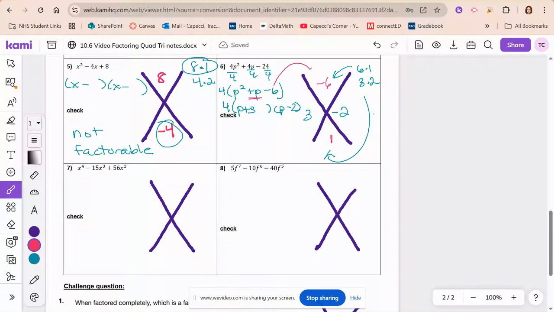So now we're actually going to check this one just so we can see how the check process is going to be a little bit different. So we're basically going to work backwards. So I'm going to bring that 4 down. Now I'm going to use FOIL. So I have p squared. The outside's negative 2p. Then I have plus 3p. And then I have negative 6. So I have 4 times p squared plus p minus 6. Right? See, here is our answer.